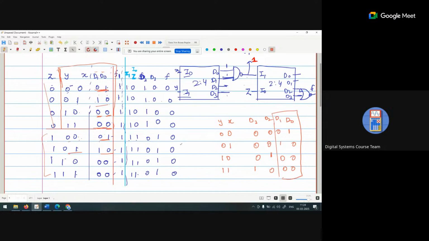Okay, sir. And for the second decoder also, sir, we didn't need to consider D0 and D1 as output, because we can only do it for D2 and D3. Yes, exactly. So that's why I mentioned only D2 and D3, not D1 and D0.